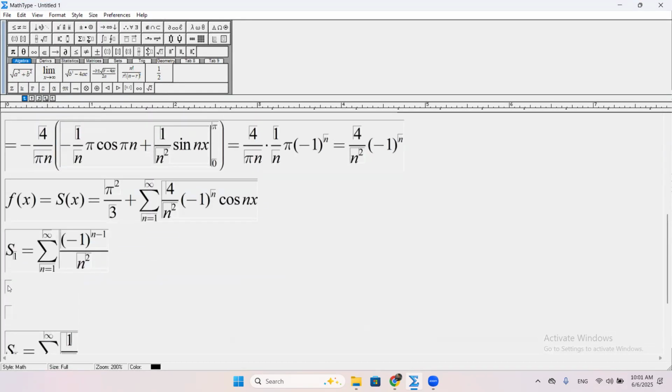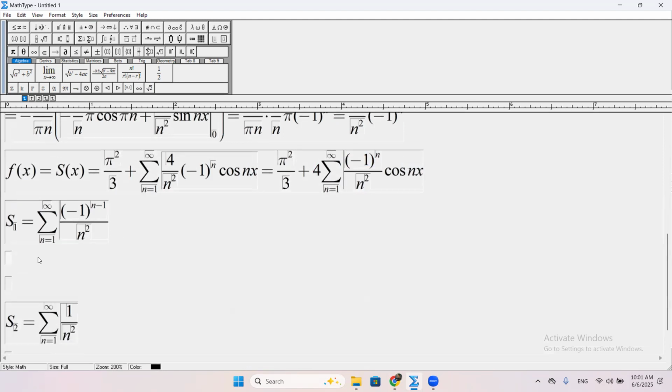So how to do it? How to receive this series from this? Stop. Oh, yeah, everything is okay, actually. But I can simplify it a little bit. I will move 4 out of brackets, and it will look more beautiful. Okay. So S1. How to receive S1 from this Fourier series?